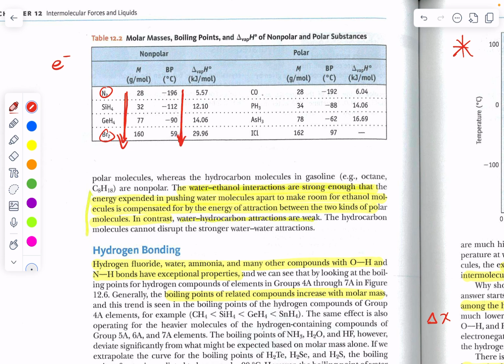And the more energy it's going to take. Now this is for nonpolar molecules. And here we're talking about an intermolecular force, which we'll get to a little bit later, called the London force, or the induced dipole force.